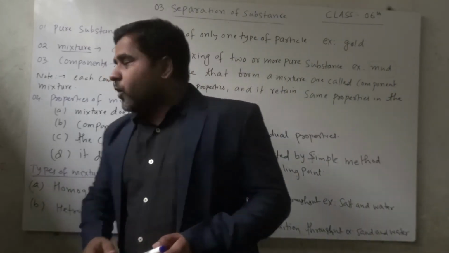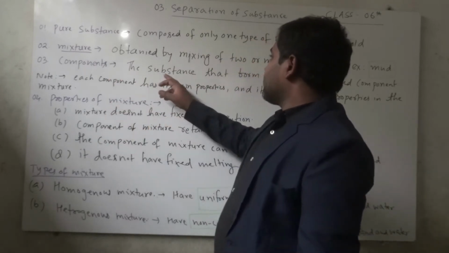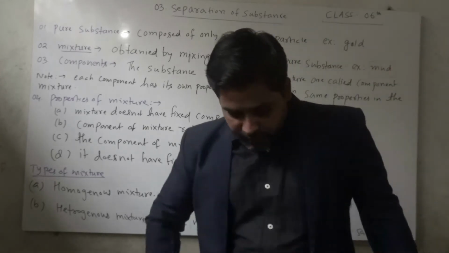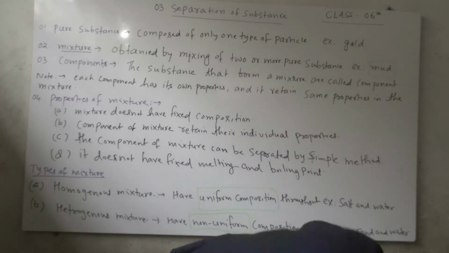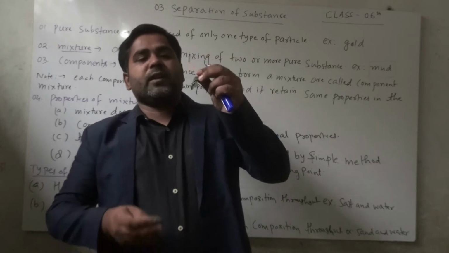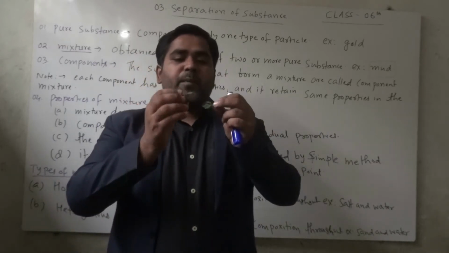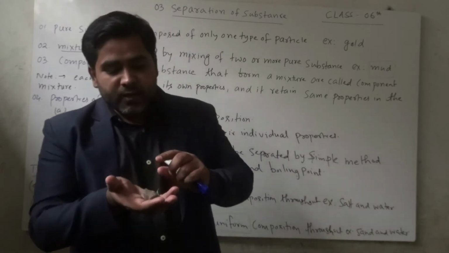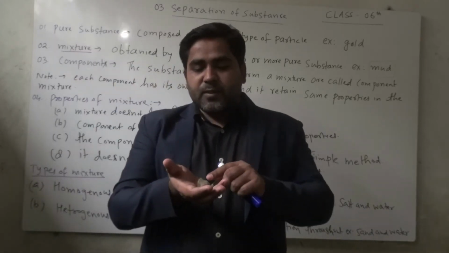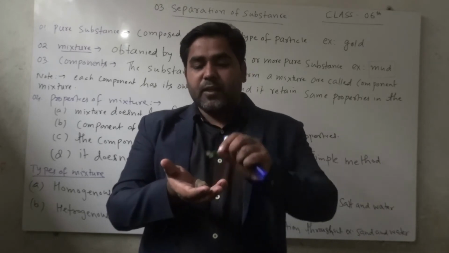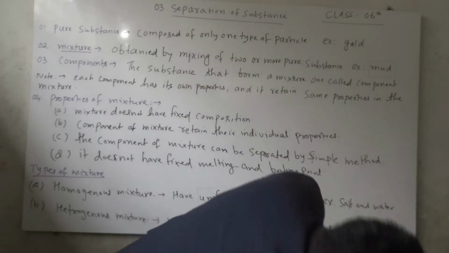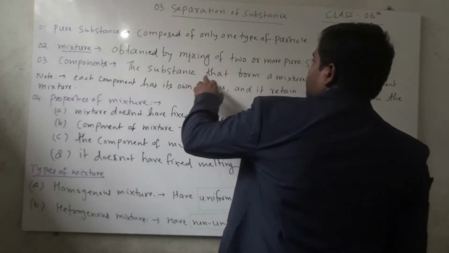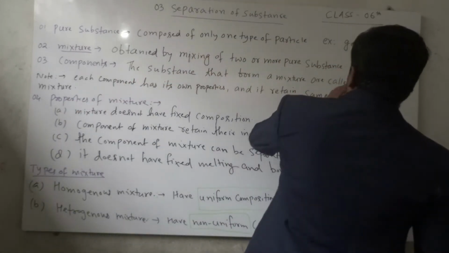Now, third point is components. The substances that form a mixture are called components. Means you see this part, this is one component and this is another component. Means for forming a mixture, we need to mix both of these, right? So if we are mixing both of these, we can form a mixture. Means individually it is called a component. So in the case of a mixture, the substances that form a mixture are called components.